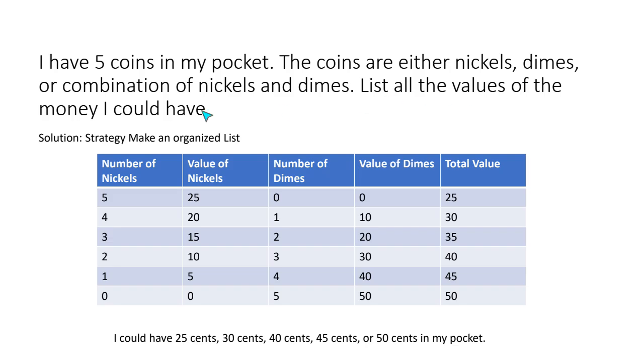So it says list all the values of the money that we could have. So we could have 25 cents, 30 cents, 40 cents, 45, or 50 cents. So the idea here is that if I'm organized, it's going to cause less frustration because I can see that I've already used these options here.